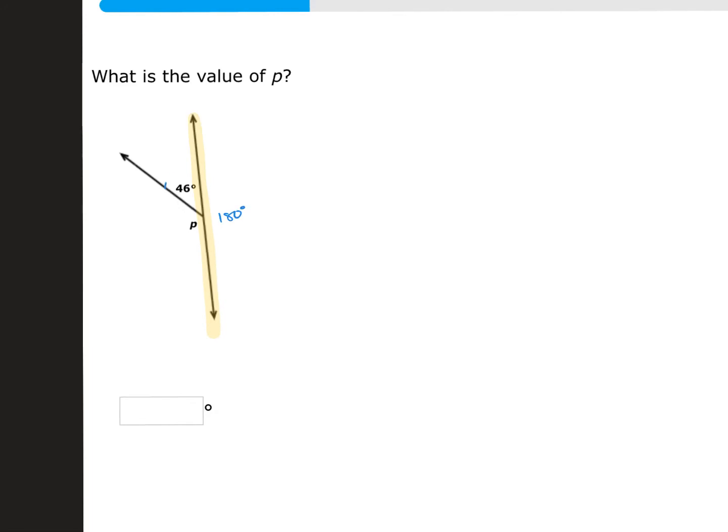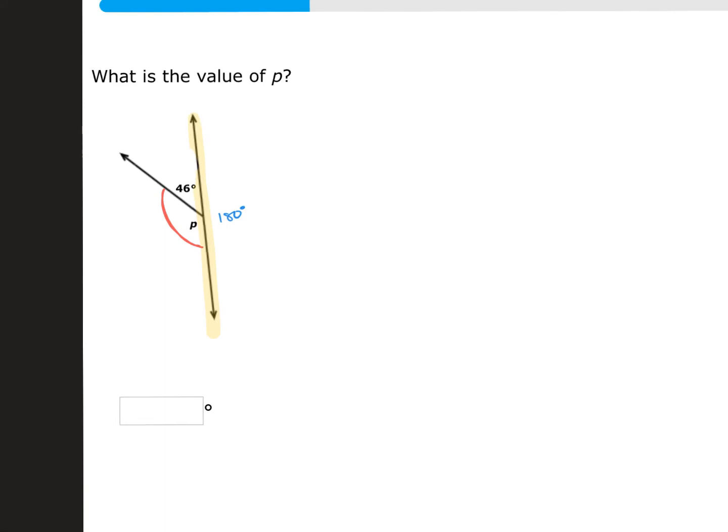Now, they give you this little angle. It's 46 degrees. Now, 46 plus what would give me 180? Or we could do 180, which is the whole thing, and we take away that 46, and look what's left, right? P. So here we go, supplementary.